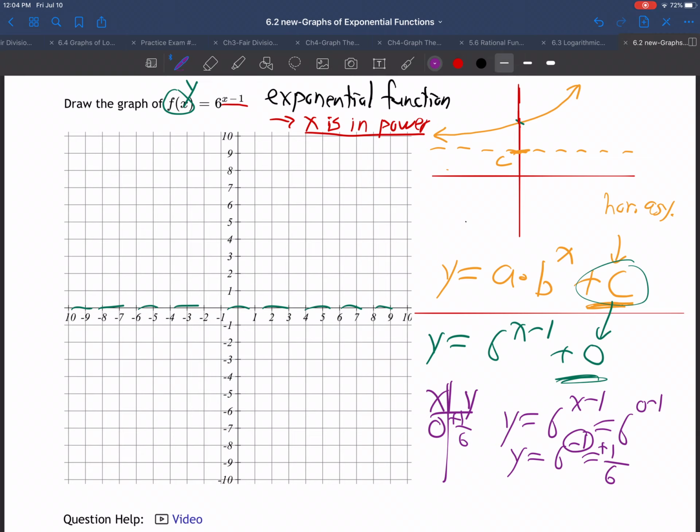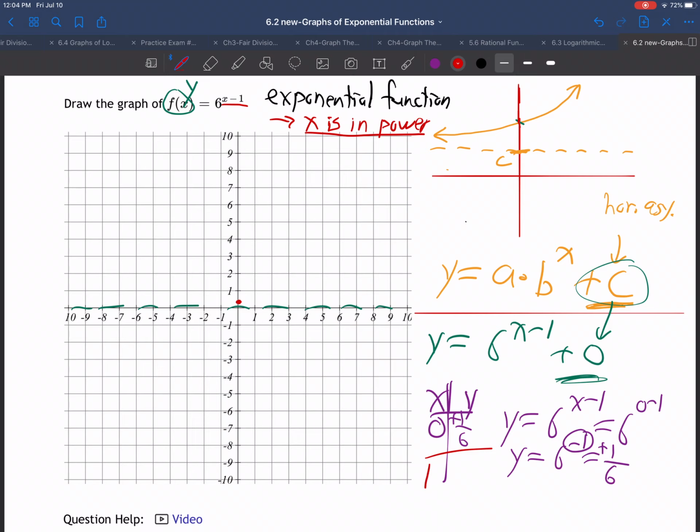So that's not a convenient point. I'm not going to put that on the graph. I mean, I could. It's about right there, right? Over 0, up barely, a sixth. It's not going to be an easy one to graph. So I'm not going to do that one.